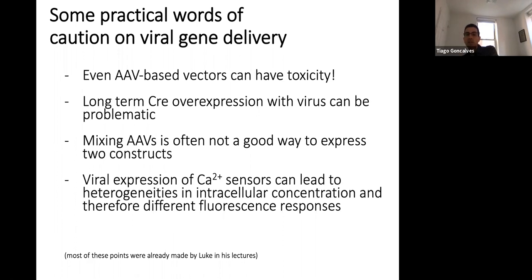Viral expression of calcium sensors can lead to heterogeneities in the intracellular concentration, meaning your intracellular concentration of GCaMP will not be the same in every cell, which means that your calcium responses, your fluorescent responses, may vary. Remember, GCaMP is a calcium buffer as well as a calcium sensor. And as such, GCaMP can actually have effects in the brain that you're not thinking about.